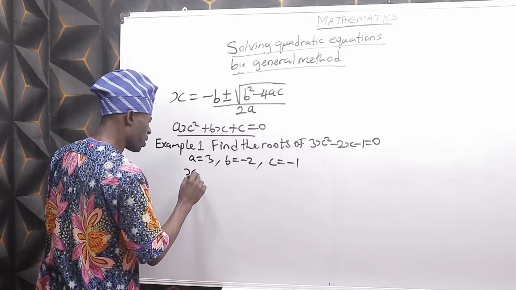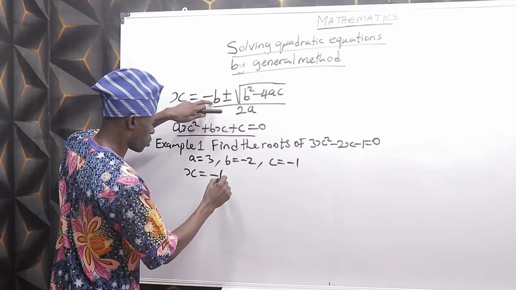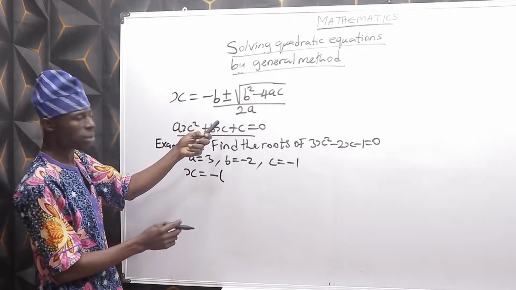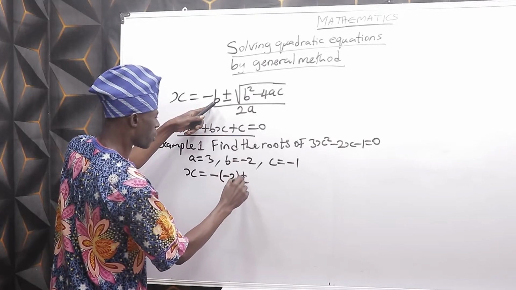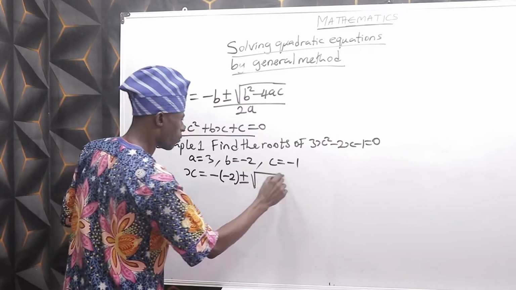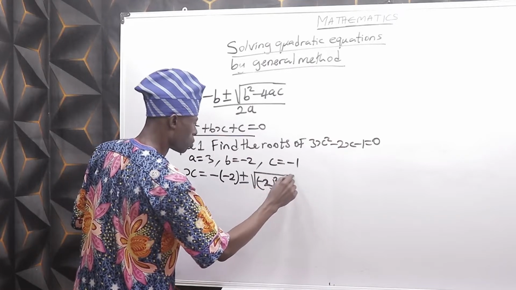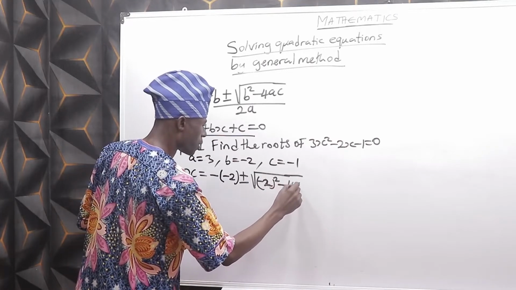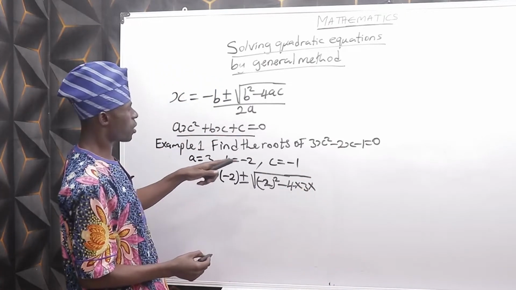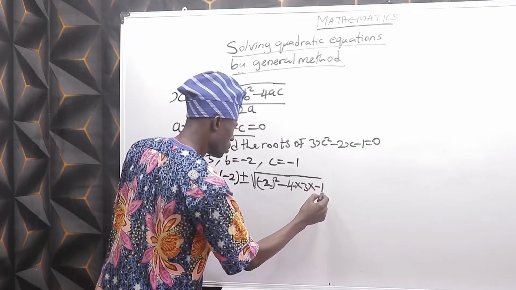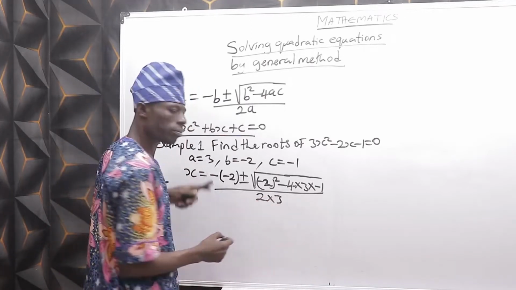You write x is equal to minus. Instead of writing minus b, you write minus open bracket, because this is the formula we are using. What is your b? Your b here is minus 2. You write minus minus 2 plus or minus square root of minus 2, that is the b, raised to power 2 minus 4 times a. What is your a? 3. Times, what is your c? Minus 1. All over 2 times a, 3.